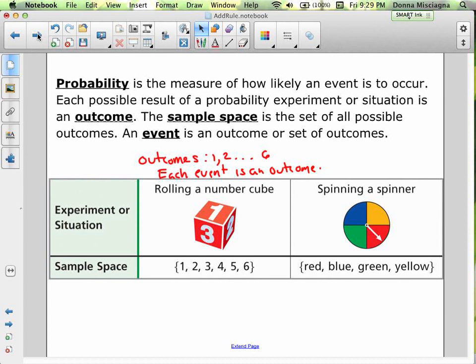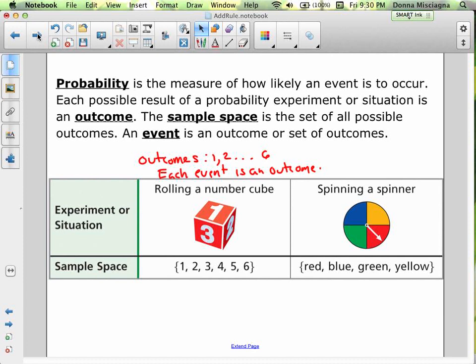Each possible result of a probability experiment or situation is an outcome. The sample space is the set of all possible outcomes. An event is an outcome or set of outcomes. So for instance, if we're rolling a number cube, rolling a 1 is an outcome. Rolling a 2 is an outcome. Each event here is an outcome.